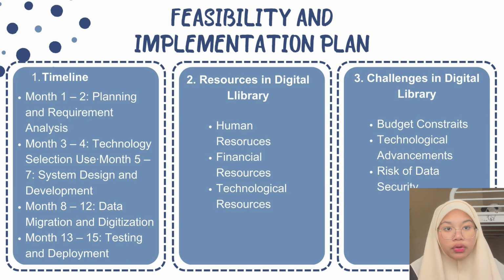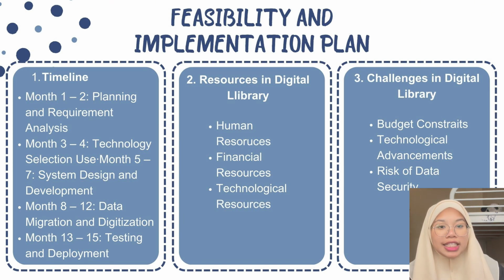For months 3 to 4, we discussed technology selection. After planning, our library began to talk about the technology. So as a result, Literally Digital Library used the Greenstone platform in our library due to its scalability, usability, and affordability. For months 5 to 7, risk analysis, system design, and development.